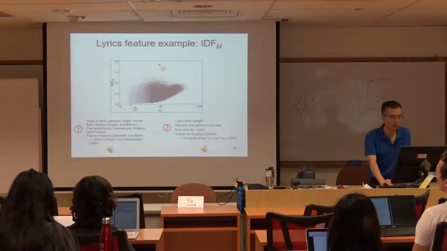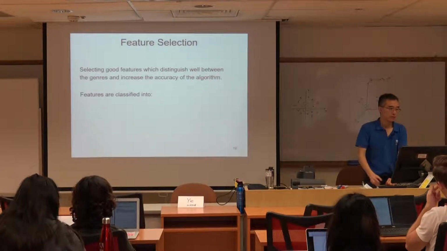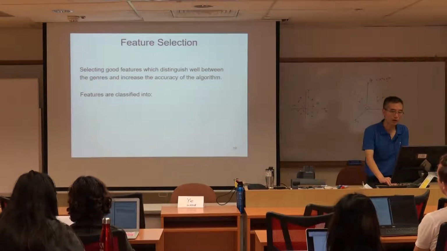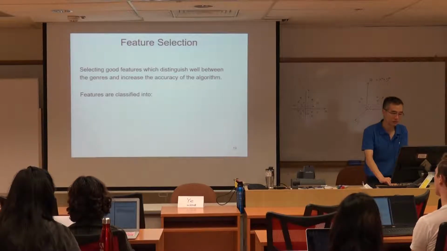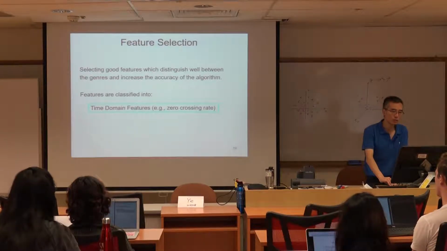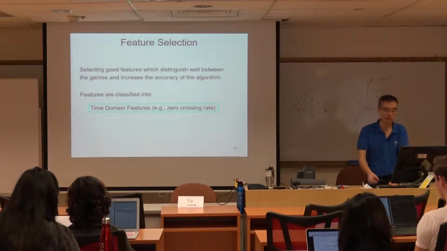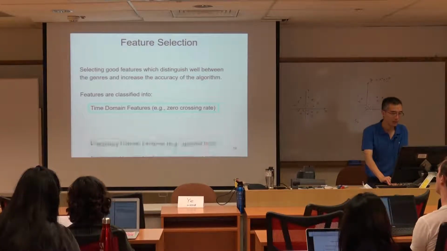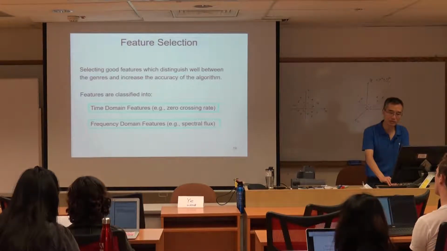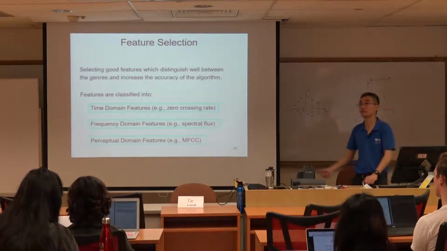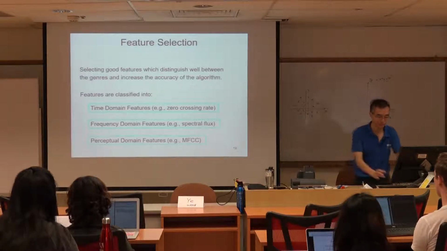Feature selection is important. So we have to select the good features, which distinguish well between the genres and increase the accuracy of the algorithms. Features are classified into time domain features like zero crossing rate that we discussed in the first class, then frequency domain features like spectral flux in the second lecture, and then perceptual domain features like this MFCC we have discussed today.